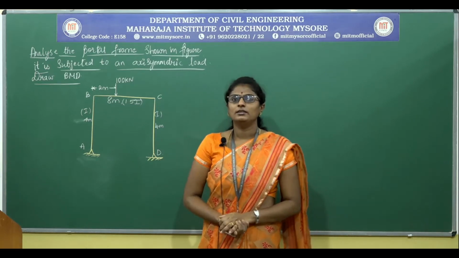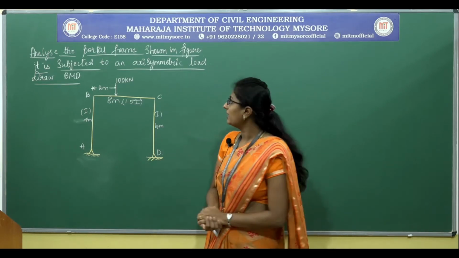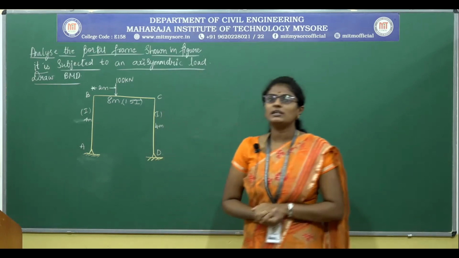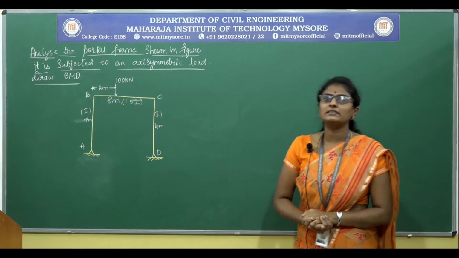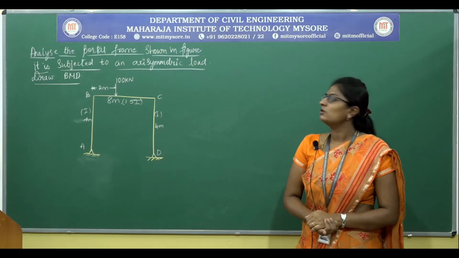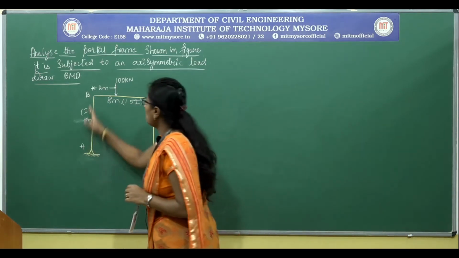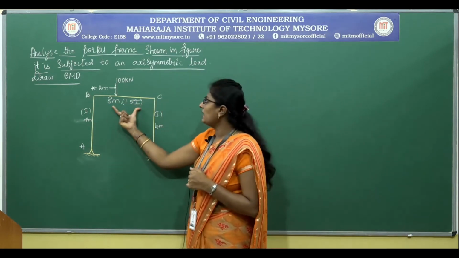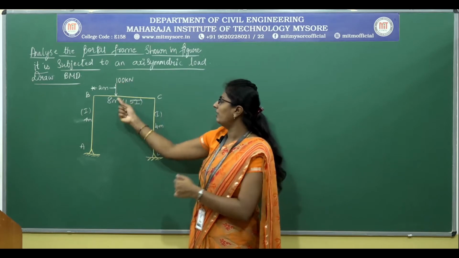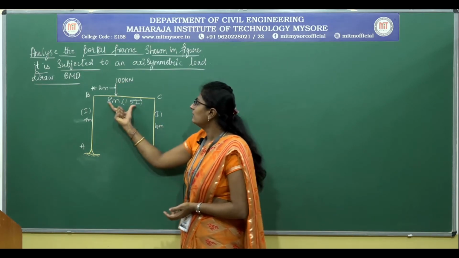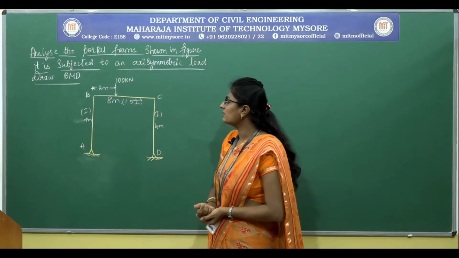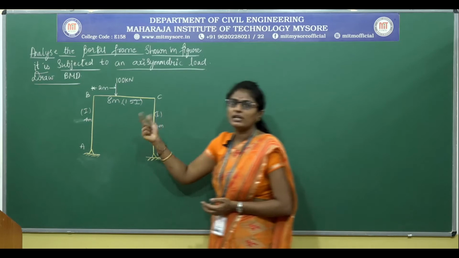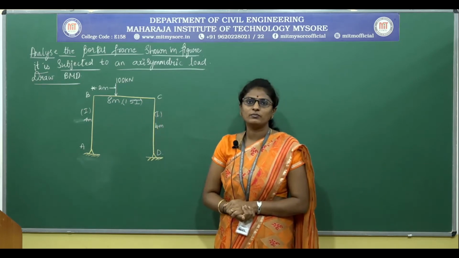Hello everyone. So in today's session, let us take up a portal frame which is subjected to an asymmetrical load, that means it is subjected to sway, for which we have A, B, C, D 4 joints, of which the span BC is subjected to 100 kilonewton load which is acting at a distance of 2 meters, and AB and CD are not subjected to any other extra loads.